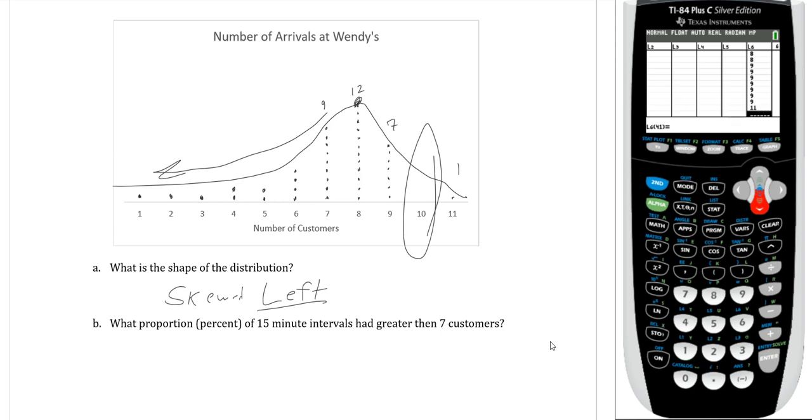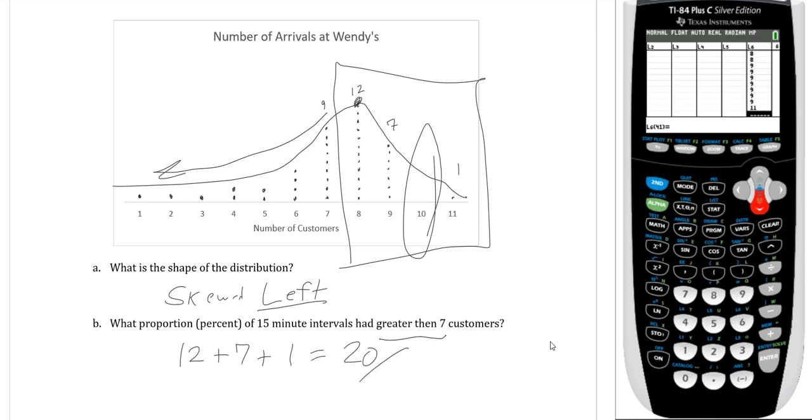And what proportion or percent of the 15-minute intervals had greater than 7 customers? Well, greater than 7 means more than 7, which means 8, 9, 10, or 11. So that'd be 12 plus 7 plus 0 for 10s plus 1 for 11s. That gives me 20. And out of the total, which there were 40 times according to the description, that gives me 0.50 or 50%. So 50% of the 15-minute time intervals had greater than 7 customers.